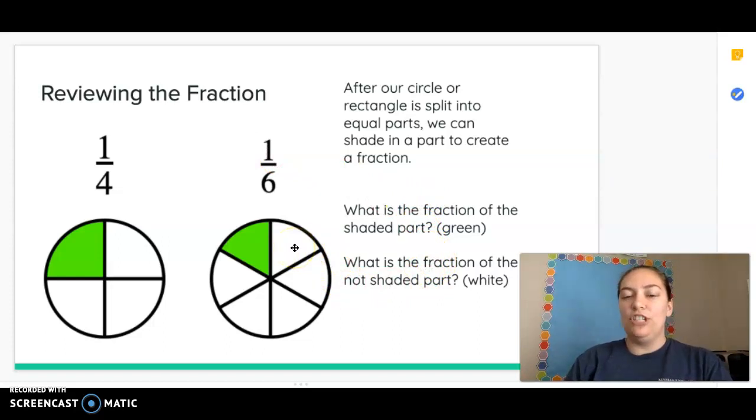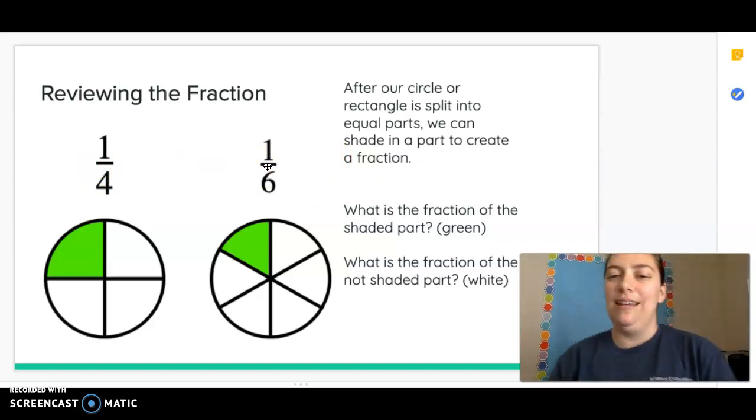But what if I wanted the fraction of the not shaded part? Well, how many aren't shaded? 1, 2, 3, 4, 5. So we would have 5/6. Remember what that bar is called in the middle? Right, a fraction bar. Good.